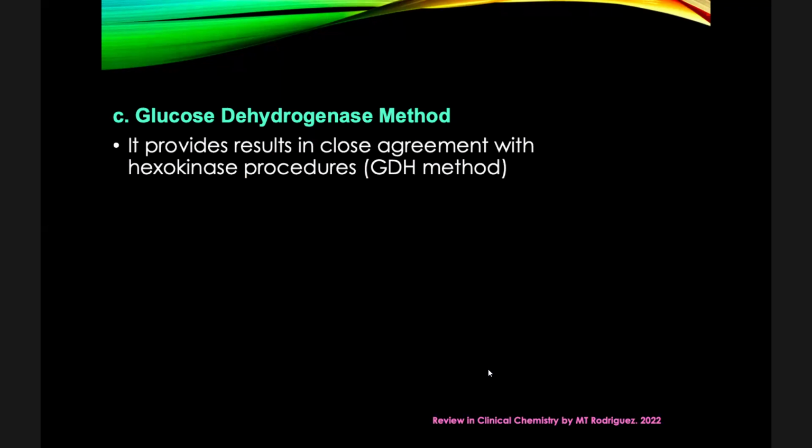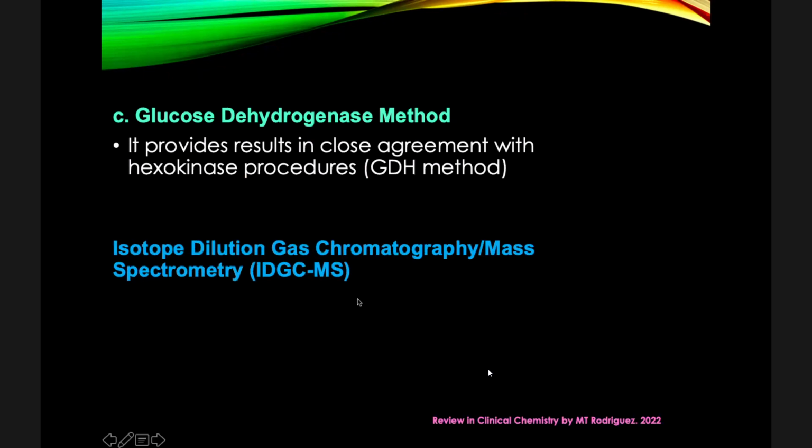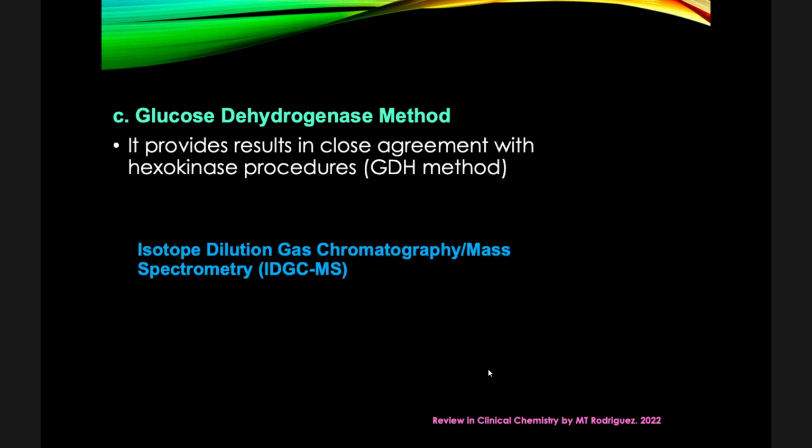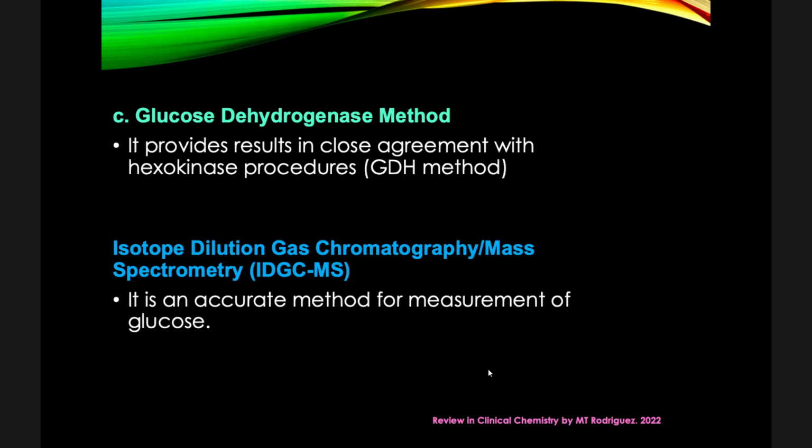Hexokinase. GDH is glucose dehydrogenase. That's GDH, glucose dehydrogenase. Ma'am, halimbawa tanungin kami sa board exam, what method can be used as alternate for hexokinase? Glucose dehydrogenase, because it has close agreement with the hexokinase procedure. And take note of this, people. This is also considered an accurate method for measurement of glucose.